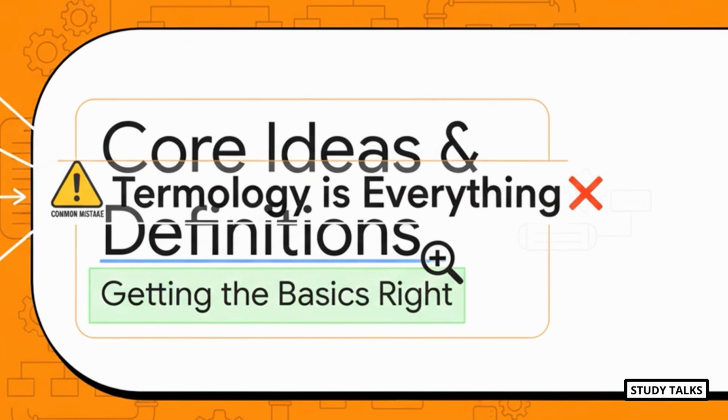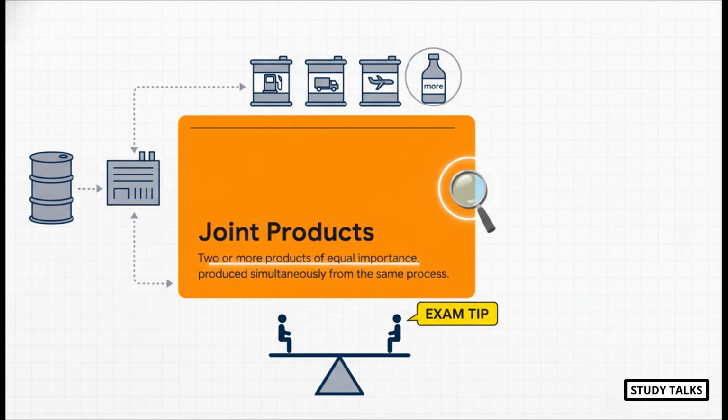Okay, first things first. In costing, getting the terminology right is half the battle. If you confuse the definitions, your entire problem will collapse. So let's make sure our foundation is rock solid. So what exactly are joint products? The best way to think about them is like siblings who are all equally important, right? When you refine crude oil, you don't set out to make just petrol. You know you're going to get petrol, diesel, and kerosene all at the same time from the same process. None of them is the main product. They're all significant. That's the key idea.